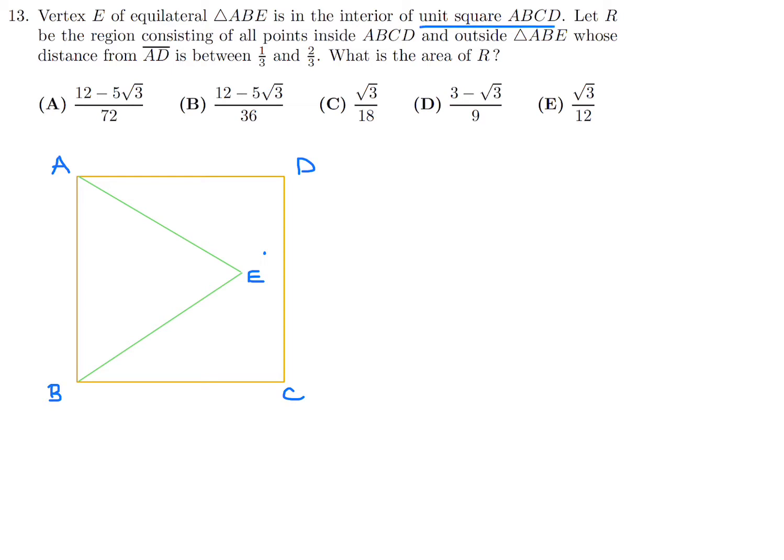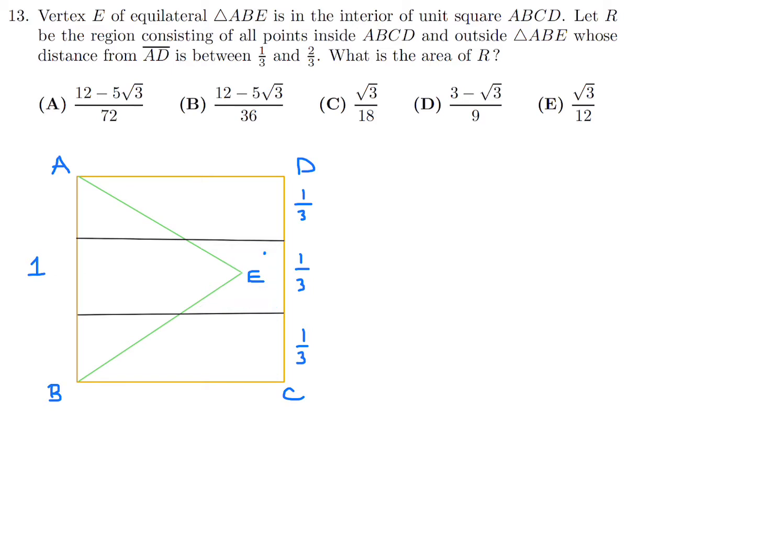Okay, well, they tell us it's a unit square, right? So the length is 1 all the way from A to B. So if the distance is between 1/3 and 2/3, if we split this up into thirds, say 1/3, 1/3, and 1/3, the distance has got to be in this region right here. Does that make sense? So let's draw that in. So there we go. So that region is basically right here. This region, that is what we have to figure out the area of.